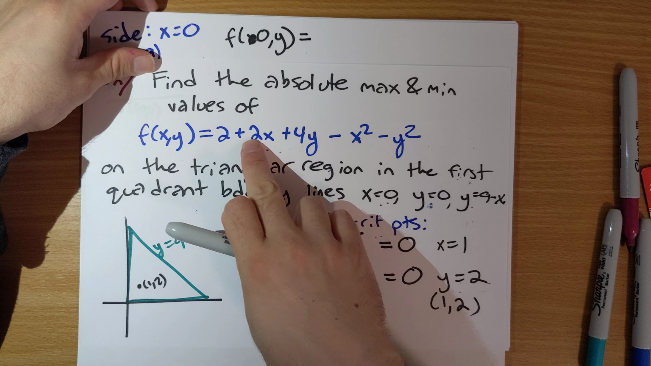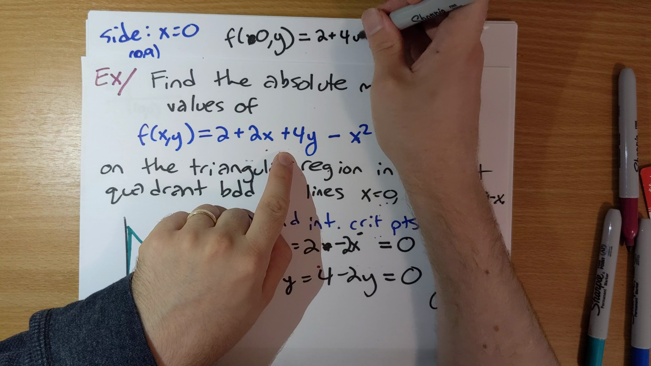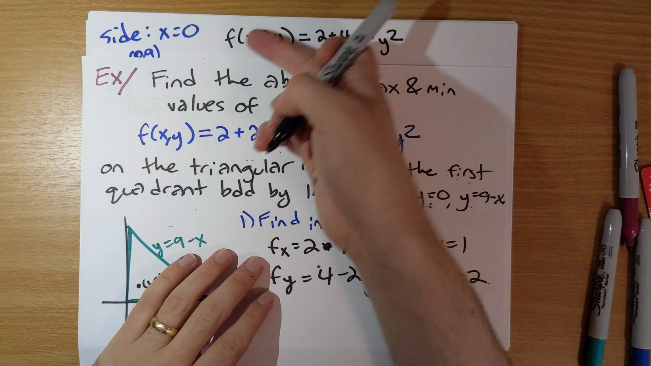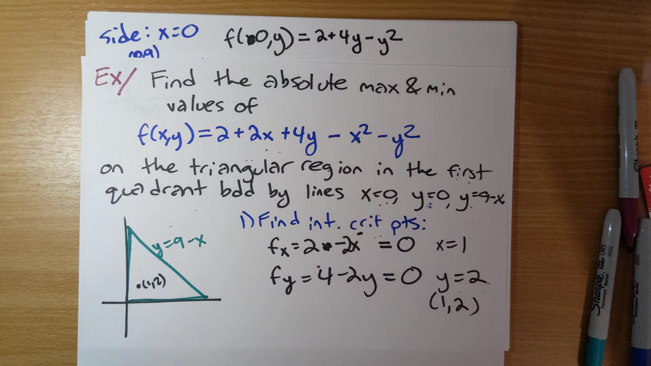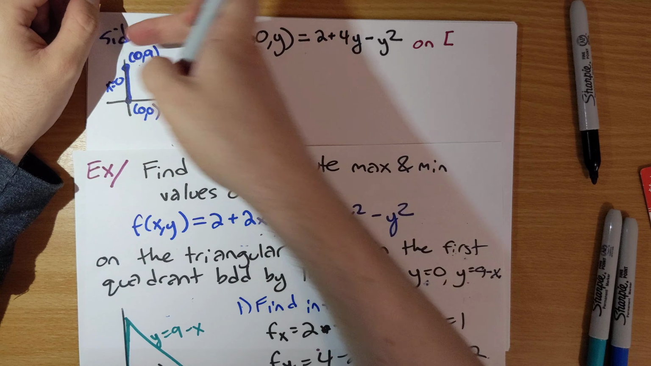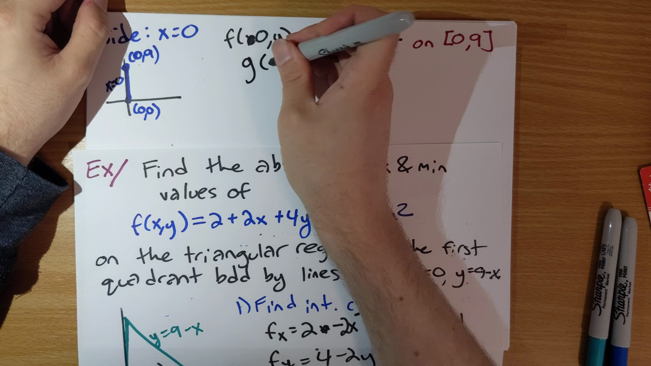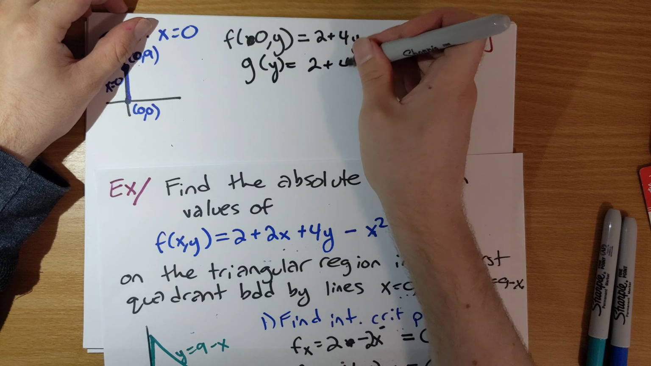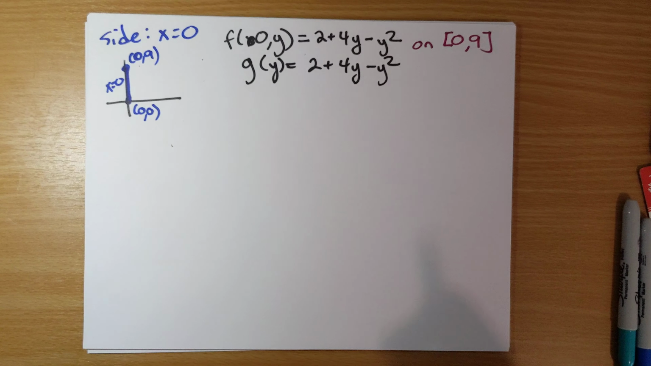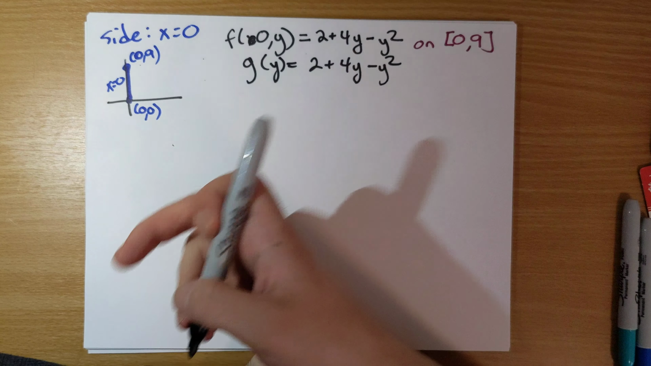So what happens here, we end up with 2 plus 2 times 0, which is 0, plus 4y minus 0 squared minus y squared. So this right here is just a function of y on the interval where y runs from 0 to 9. To emphasize the function just of y, let me write g of y is equal to 2 plus 4y minus y squared. And now this is a Calc 1 problem. Find the global max/min of this function on this interval.